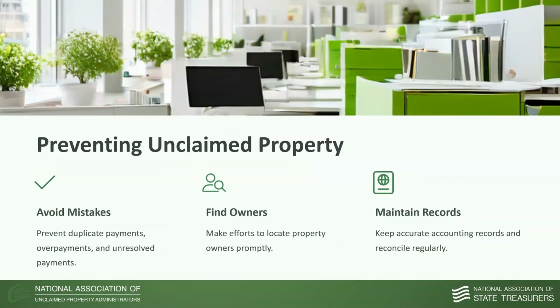By taking these steps, establish internal guidelines to avoid and catch mistakes, such as duplicate payments or overpayments, accumulation of stale dated checks, unresolved payments, neglecting to find the owner of a property, leaving cleared checks on outstanding checklist, failing to reconcile records on time, and poor maintenance of accounting records. In addition, holders should create an unclaimed property liability account to better match and easily identify property subject to individual state laws. Annually, holders should review their records for possible unclaimed property.